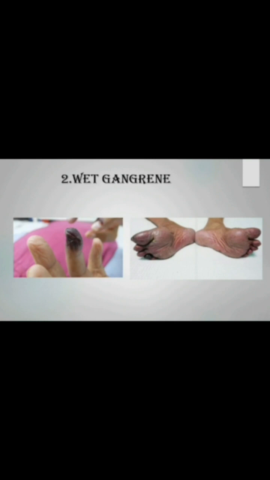As the infection is associated with release of discharge and pus, it is known as wet. Moist or wet gangrene is very painful. Wet gangrene can spread much quicker than dry gangrene, and it may also lead to life-threatening complications like septic shock if not treated immediately. Wet gangrene is generally caused by bacteria, injuries, foot ulcers, or burns.